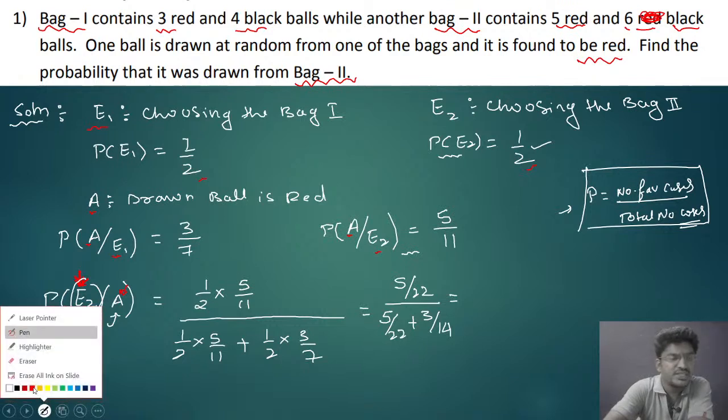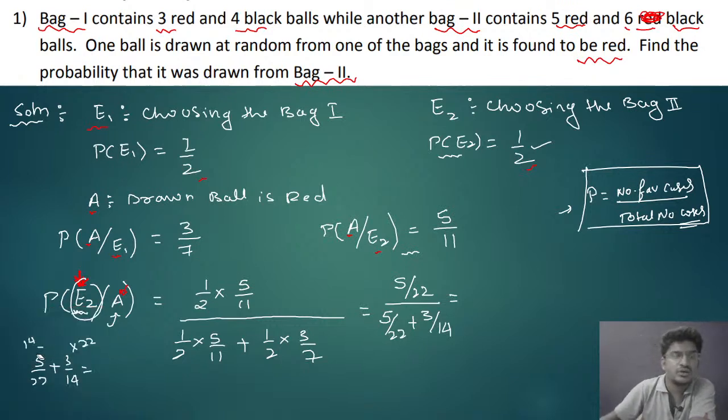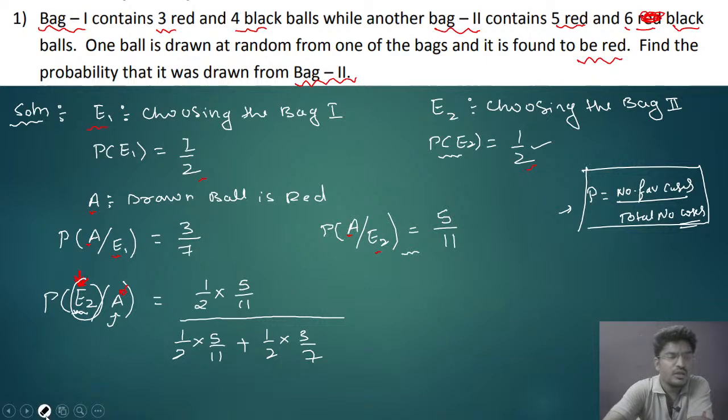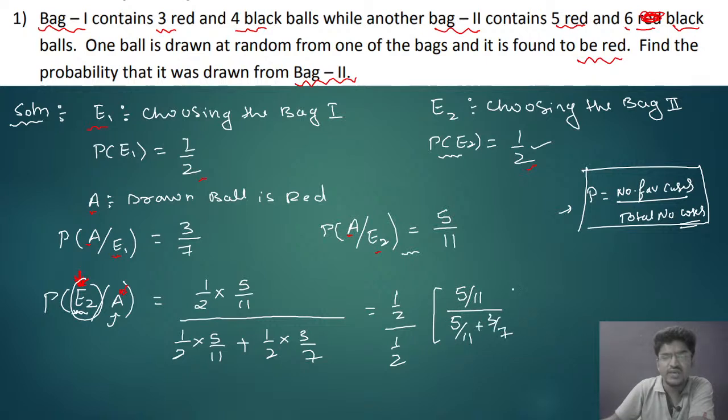Otherwise, you can simplify it like this. Want to make it simple? You see here, I will make it simple. 1 by 2 is common in the numerator and the denominator. Take it outside. The remaining term is 5 by 11 divided by 5 by 11 plus 3 by 7. So you cancel the 1 by 2 terms. Now you can calculate 5 by 11 divided by 5 by 11 plus 3 by 7.